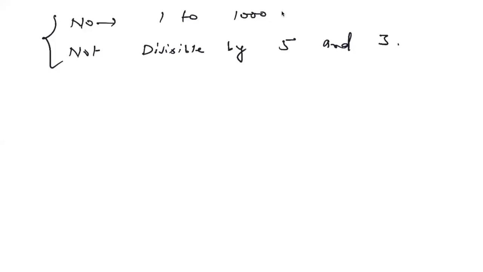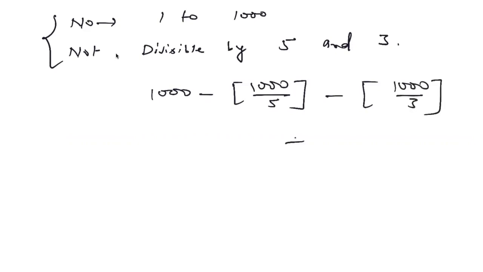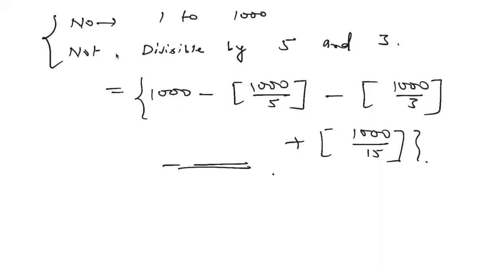Hope this is a simple one and everyone is getting this. Very good, I guess. Only the calculation part you have to take care of. So total number 1000 minus 1000 by 5 minus 1000 by 3 plus 1000 by 15. Just the calculation part you have to go for, right? For any big number, we can go ahead like this.